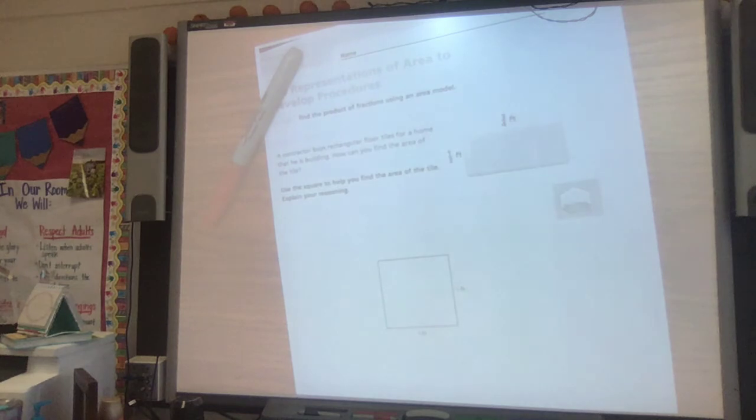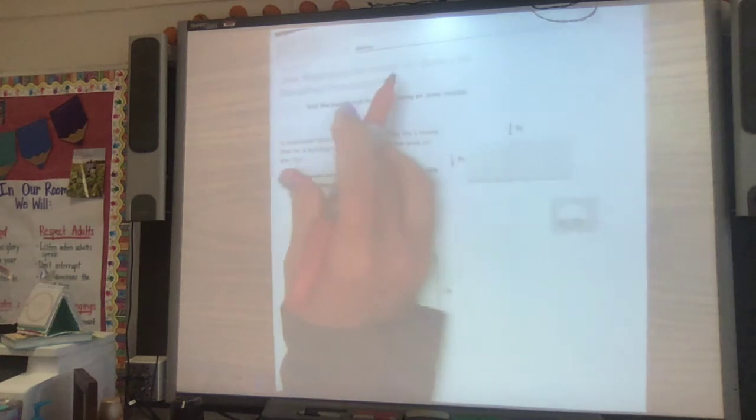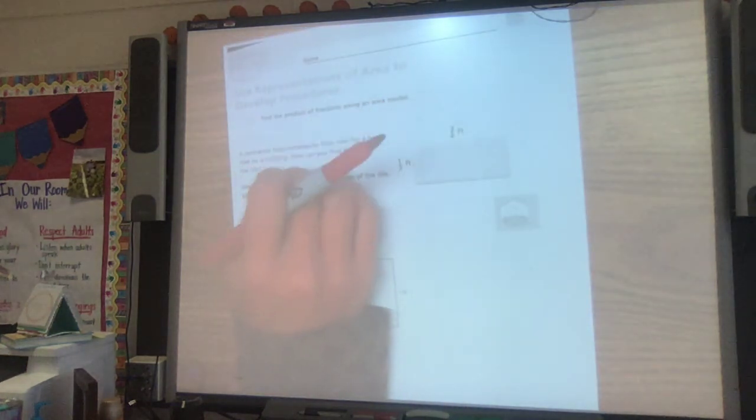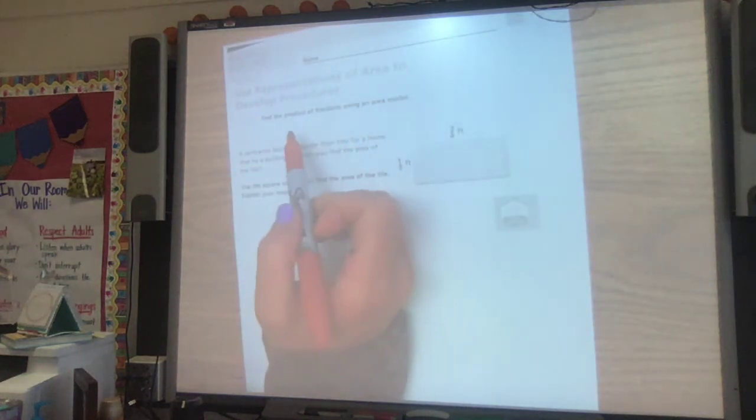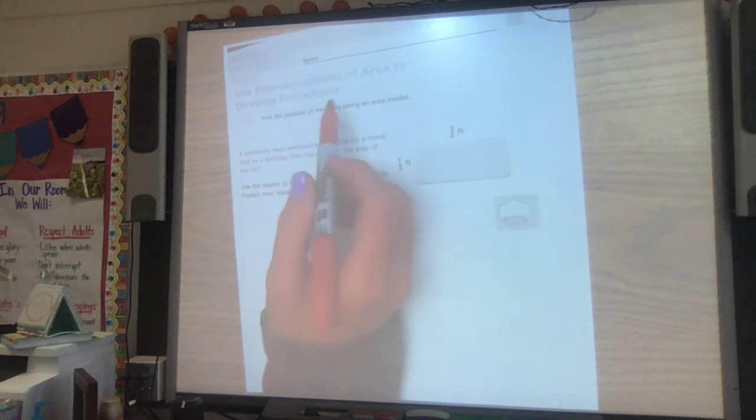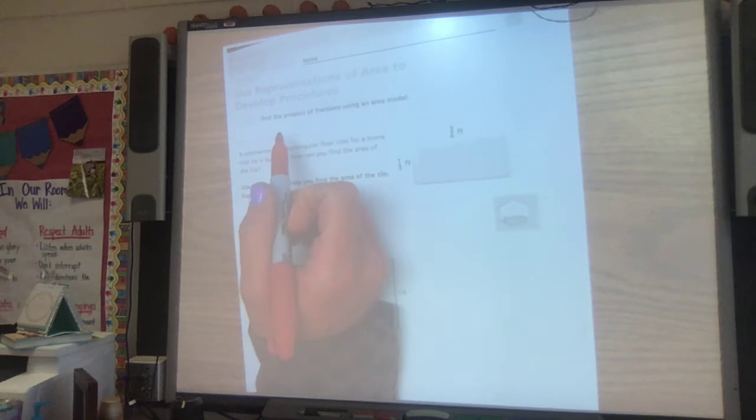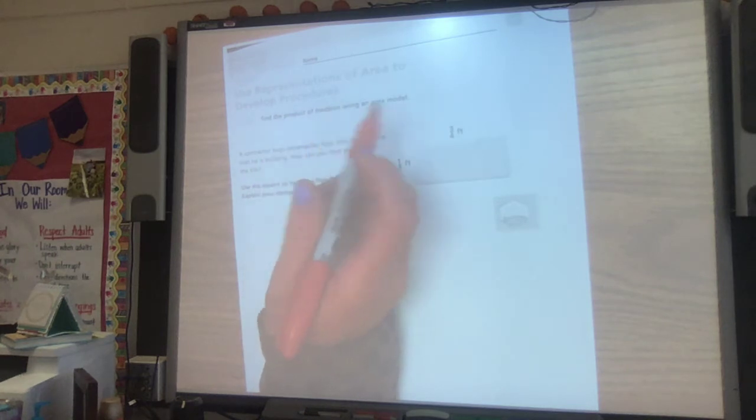Today we are still in our Module 1 through 9 book, Chapter 8, or Module 8, and we're doing Lesson 5, which is on page 199. We are going to use representations of area to develop procedures. So when we're doing this lesson, we're going to be able to find the product, or the answer to a multiplication problem, using an area model.